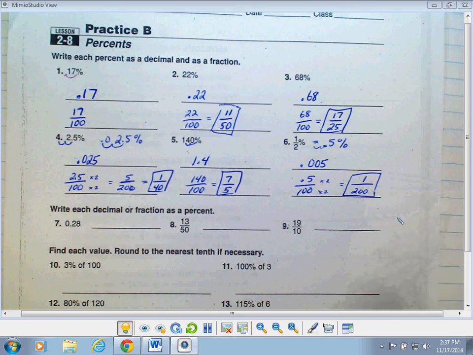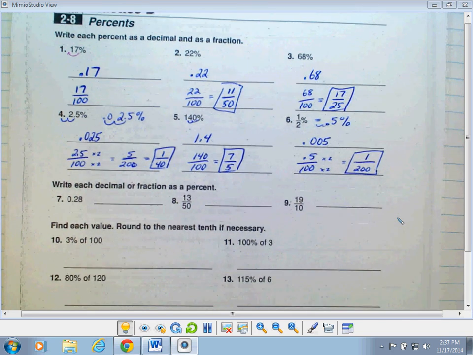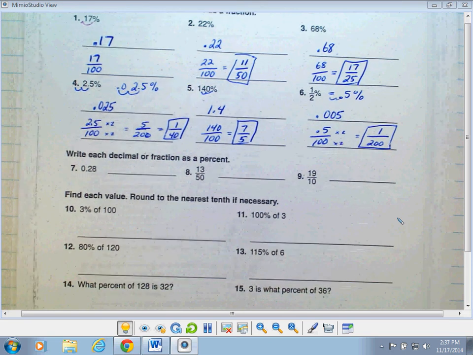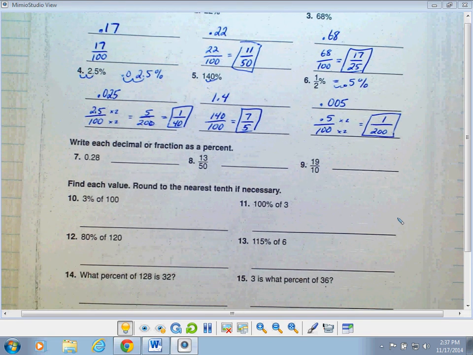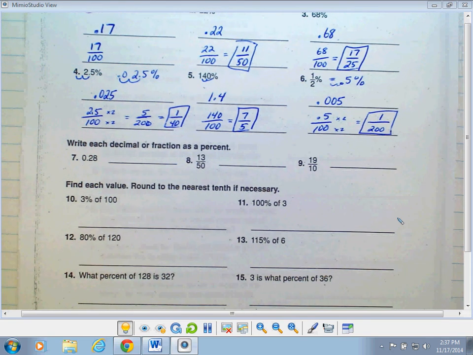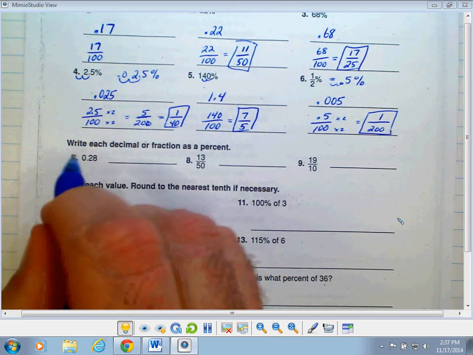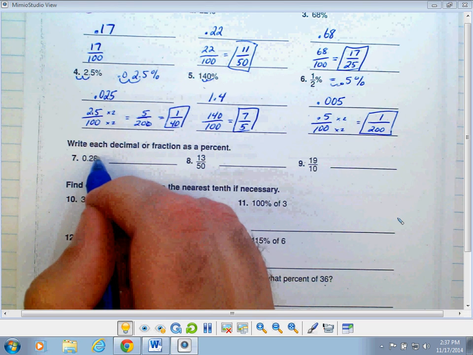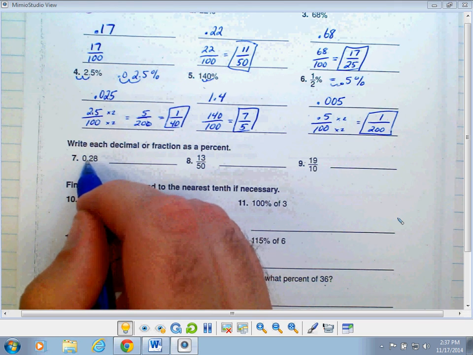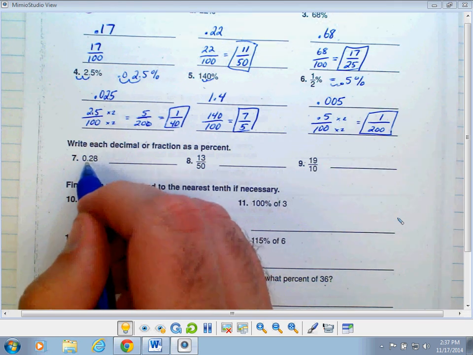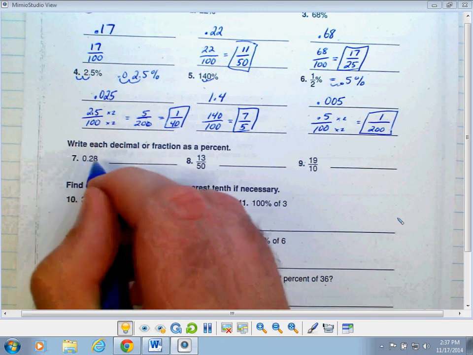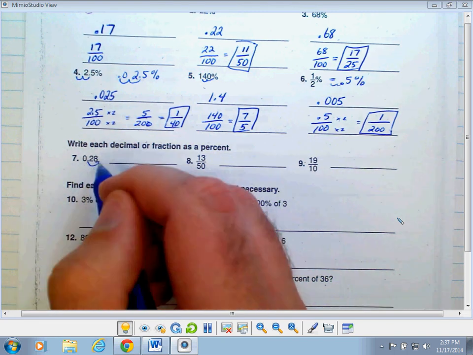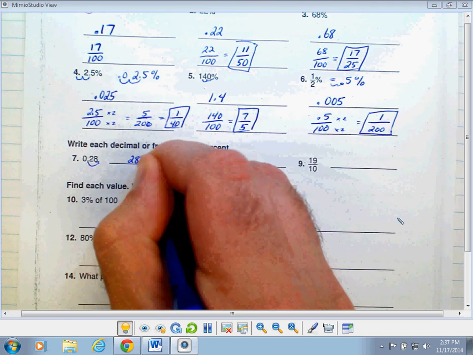Okay, I'm going to slide this up a little bit. Let's take a look at the next step of this, which is given a decimal or a fraction, how do you convert that into a percent? Well, for a decimal, if you had a percent, you would move the decimal point 2 places to the left and you get the decimal. In the case of having a decimal, to get a percent, you move it back 2 places to the right. So this one is 28%.